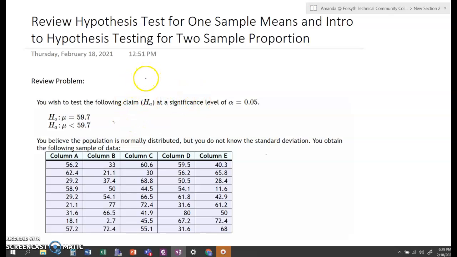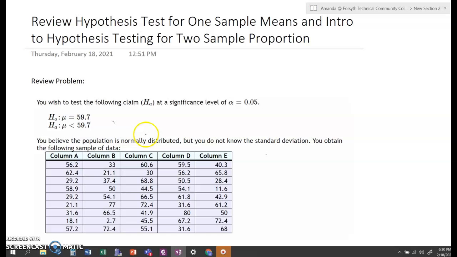So the other day we were talking about hypothesis testing for one sample, and in those examples, we were given the stats. We were given the sample mean and the sample standard deviation. And today I'm going to start with a question where we're given a list of data. So we've seen this before when we looked at confidence intervals for one mean. And if we have a list of data, we want to approach this a little bit differently.